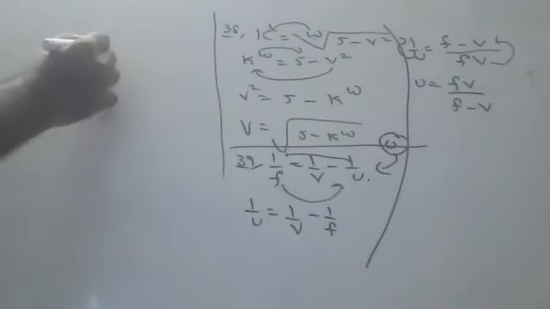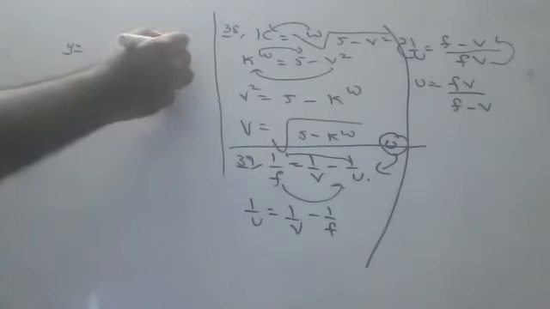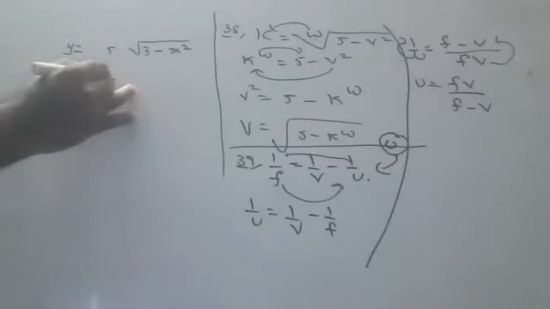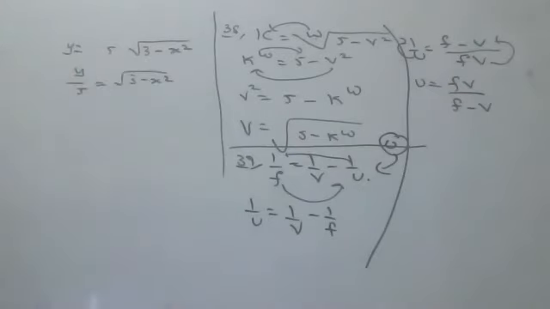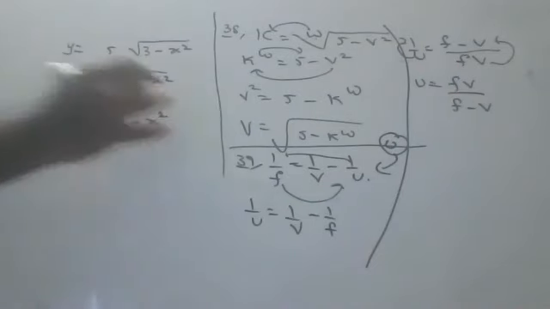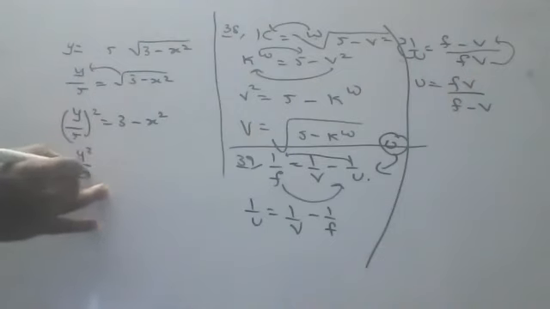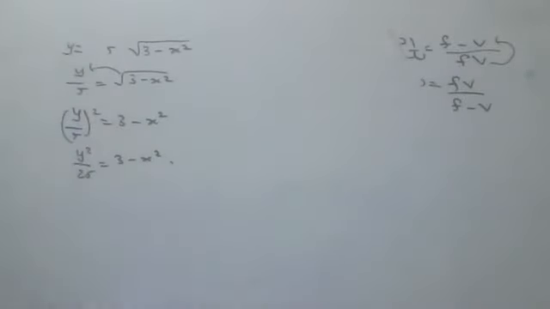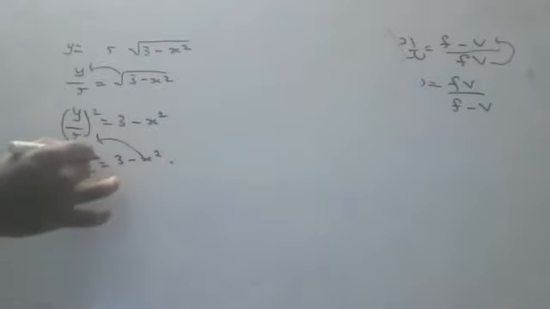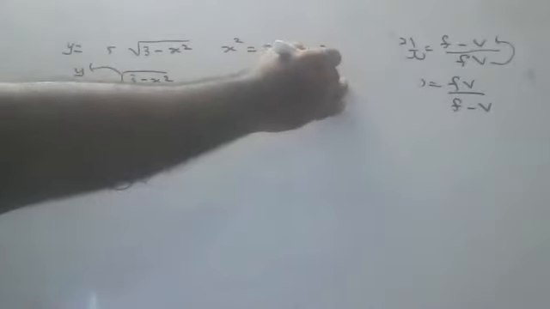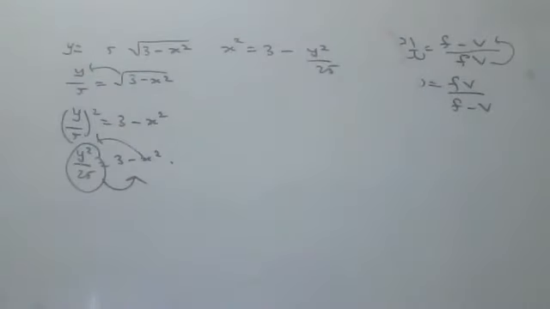y is equal to 5 into root of (3 minus x square). So y by 5 is equal to root of (3 minus x square). Y by 5 whole square is equal to 3 minus x square. So y square by 25 is equal to 3 minus x square. x square is the subject, so this you bring here: x square is equal to 3 minus y square by 25.